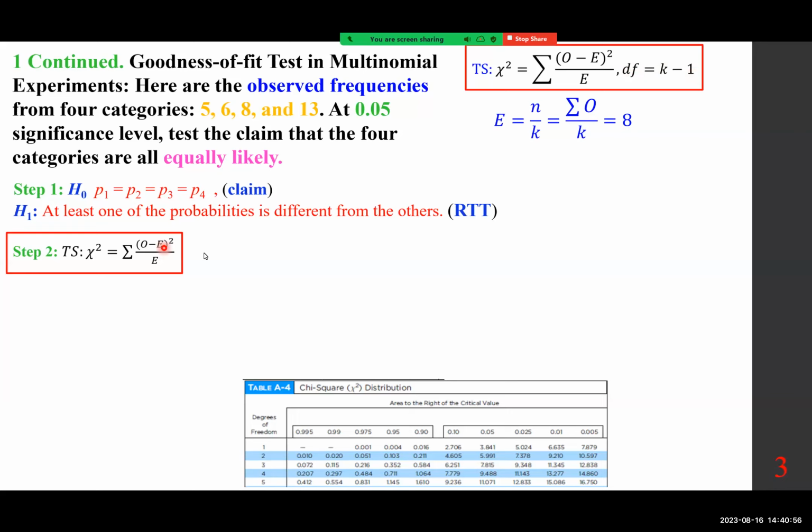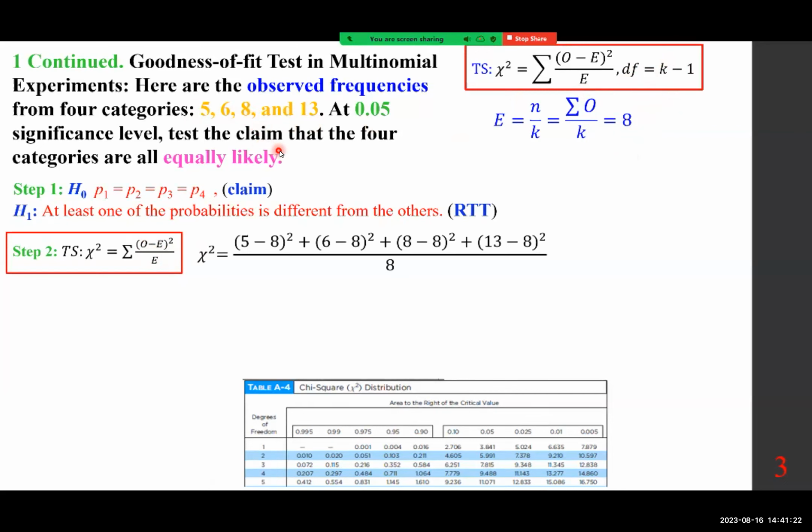But what is observed minus E? We have decided that the expected value is 8. We calculated it from before. So now each value: 5 minus 8 quantity squared divided by 8, plus 6 minus 8 quantity squared divided by 8, plus 8 minus 8 quantity squared divided by 8, all the way to the last one. And of course, you can make 4 fractions or just one fraction with the denominator 8. You do the evaluation, you end up with 4.750.